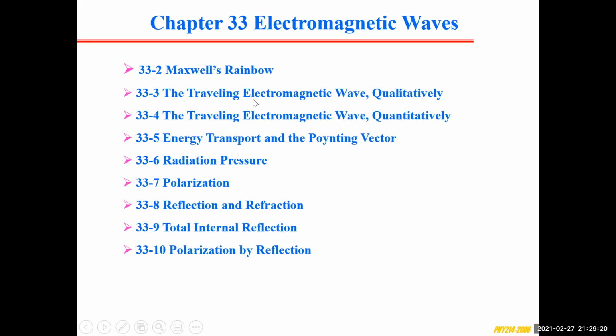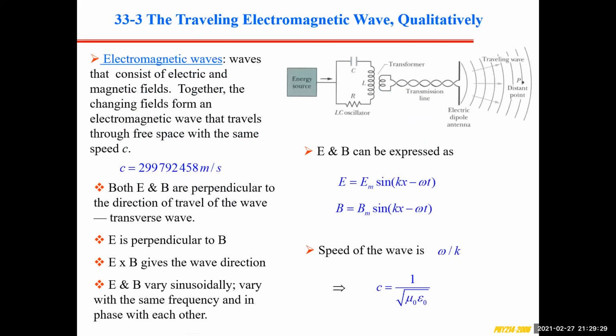Okay, so you can see that chapter 33, we're going to spend the first part of this recording on the properties of electromagnetic waves. Let me scroll down. So electromagnetic waves, what are they? They consist of electric field and magnetic field. That's why we call them electromagnetic waves.